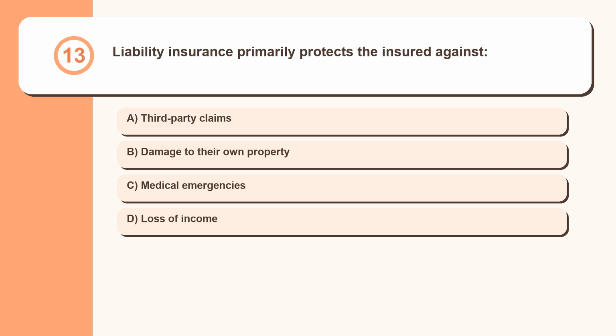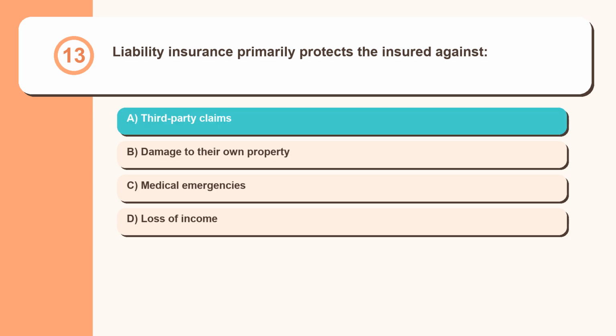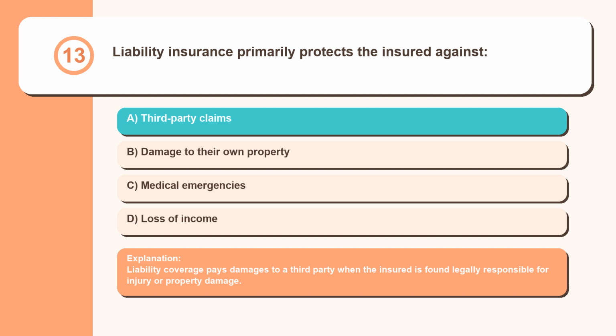Question 13. Liability insurance primarily protects the insured against: third-party claims, damage to their own property, medical emergencies, loss of income. Liability coverage pays damages to a third party when the insured is found legally responsible for injury or property damage.